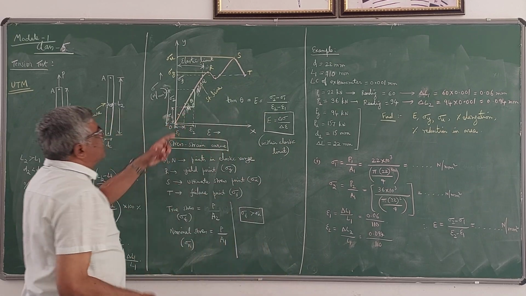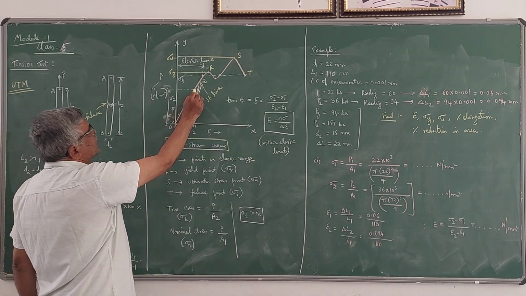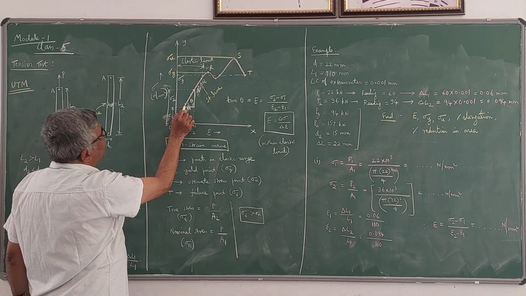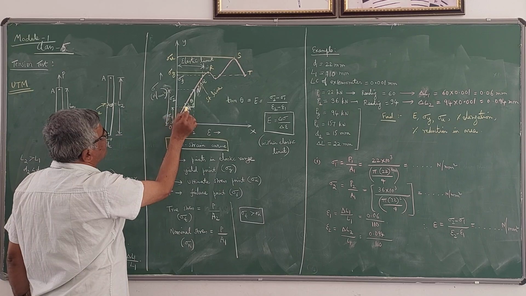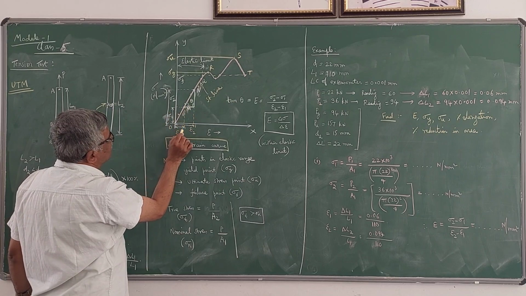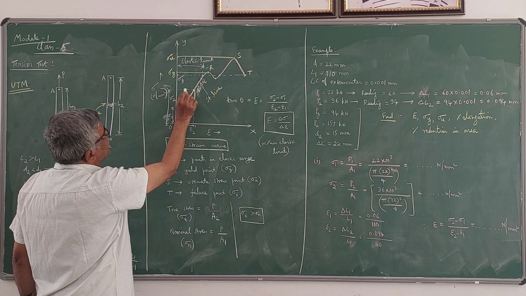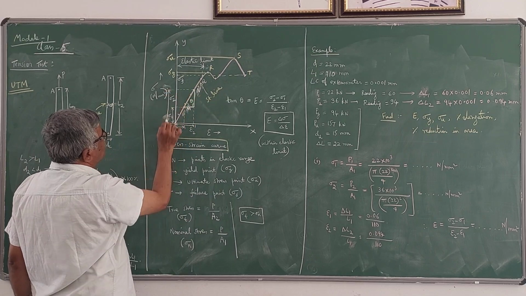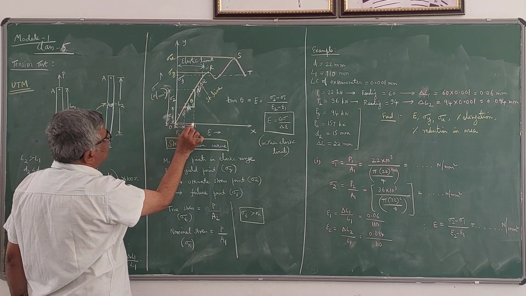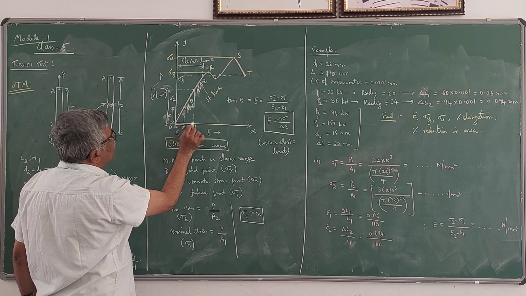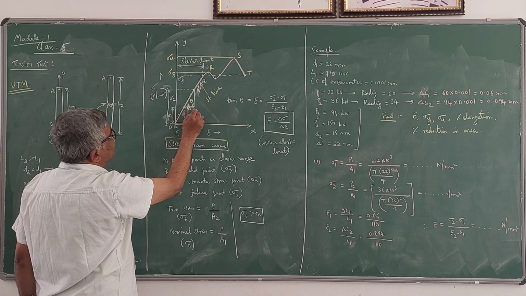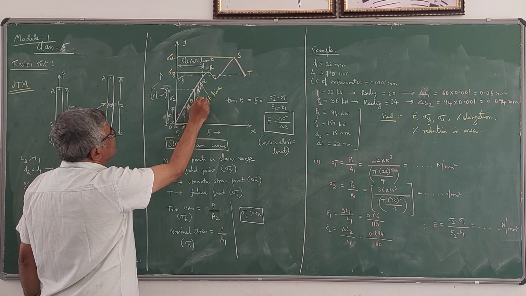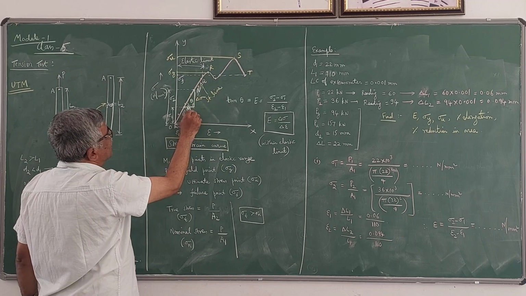I have taken 2 points here, M and N. At point M, the corresponding stress is sigma 1 and the corresponding strain is epsilon 1. At point N, the corresponding stress is sigma 2, as I have shown here, and the corresponding strain is epsilon 2. Now, if you take this triangle, this becomes delta sigma, this becomes delta epsilon.